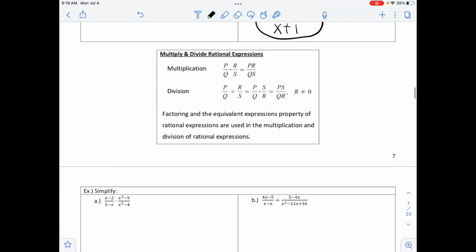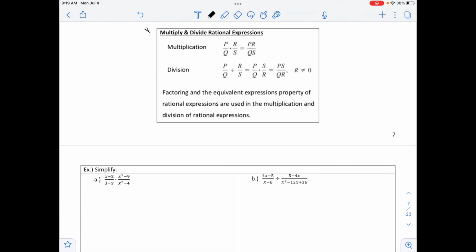Right below this, it says multiplying and dividing rational expressions. When you multiply fractions or rational expressions, you just multiply the top times the top and the bottom times the bottom. So multiply those numerators together and multiply those denominators together. You can also simplify this either before or after as you go through the problem.